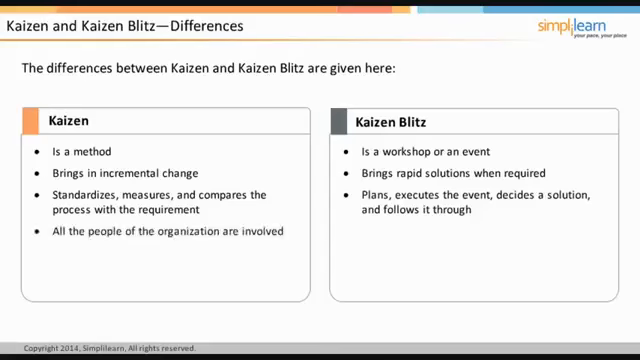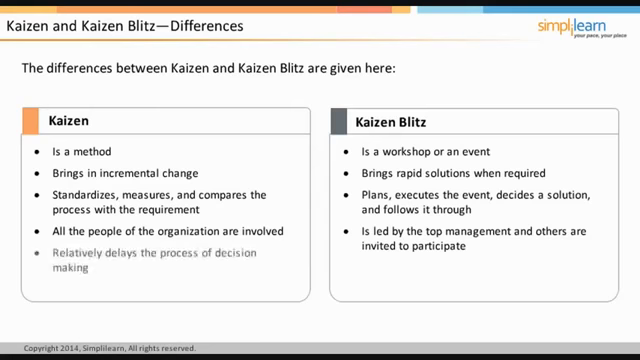All the people of the organization are involved in Kaizen, whereas Kaizen Blitz is led by the top management and others are invited to participate. The decision-making lies with the upper management. In Kaizen, the process is standardized, and measurements are regularly collected and compared before the decision is taken. This relatively delays the process of decision-making. In Kaizen Blitz, decisions are taken soon, and the process change is wrapped up in 3 to 5 days.